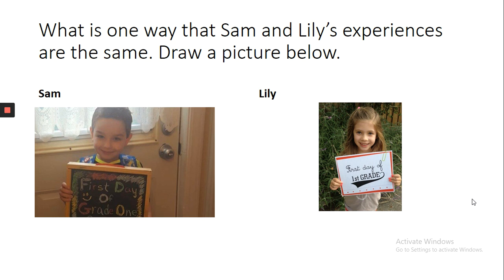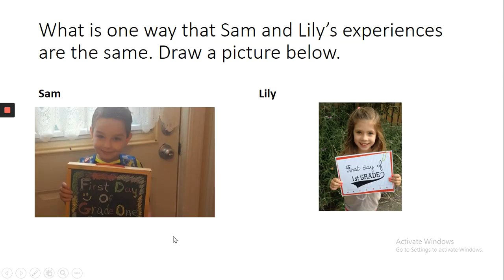So let's look at the activity that we need to do. It says, what is one way that Sam and Lily's experiences are the same? Draw a picture below. So you're going to have to do this on your own: you're going to take two characters and draw your own picture. So I just took the main point of how they are the same. The main point that they're the same is that they are both starting their first day of first grade. So that's the main reason that the characters' experiences are the same, as they're both starting the first day of first grade. So that is what the pictures represent, is their first day of first grade.